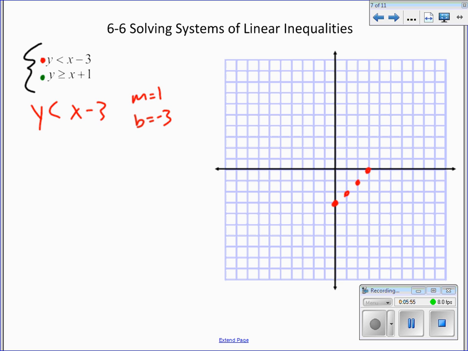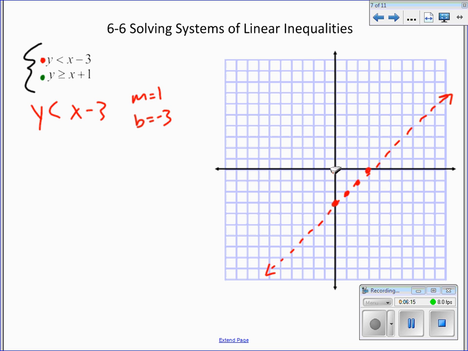We have to figure out what type of line it's going to be. Because it's just a less than line, we know it's going to be dashed. So I'm going to go through, put my arrows, and we're good.